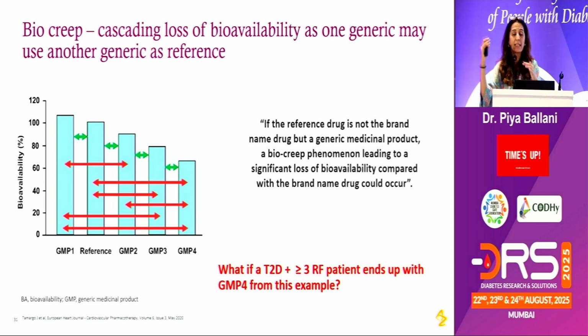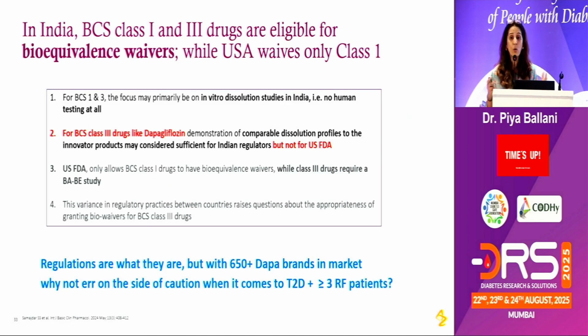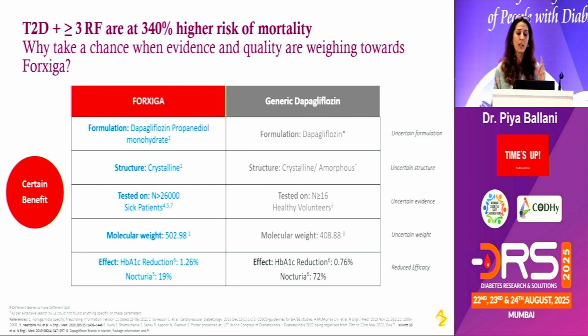Bio-creep is basically a cascading down of bioavailability, as one generic might use another generic as a reference. Again, for our high-risk patients, do we really want to compromise on giving them substandard, unevidenced molecules? And finally, as far as the Indian requirements go, dapagliflozin, which is classified as a BCS class 3 drug, does not require human studies. It only requires in vitro studies to prove its equivalence. Again, with 650 different types of DAPA brands, do we really want to take a chance on these kinds of patients? In short, these are patients with a 340% higher risk of mortality.